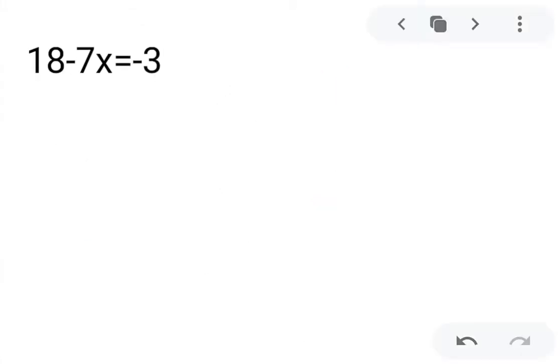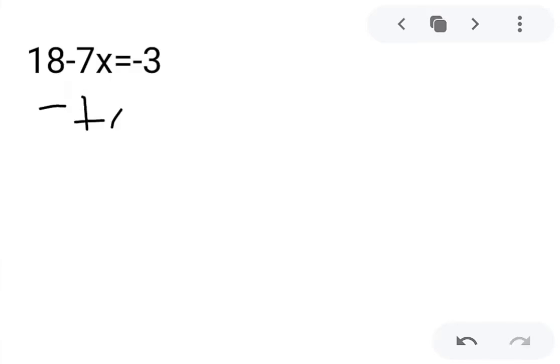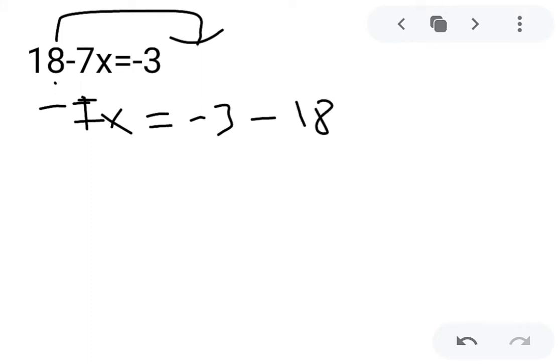Now over here the difference is 7x is in the second term, so the sign of 7 over here is minus. Let's solve it. First of all I am keeping this minus 7x as it is, and minus 3 as it is. So what is the extra one over here? 18. If I put it over this side, it is minus 18. So minus 7x is equal to, again over here, minus 21.